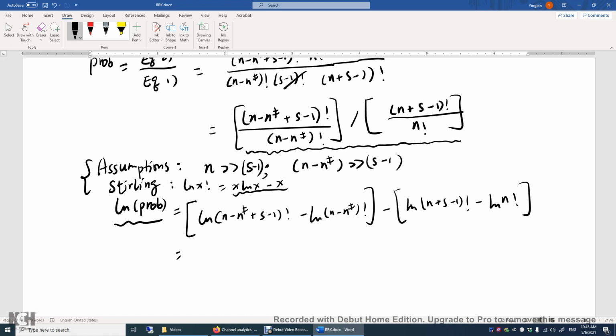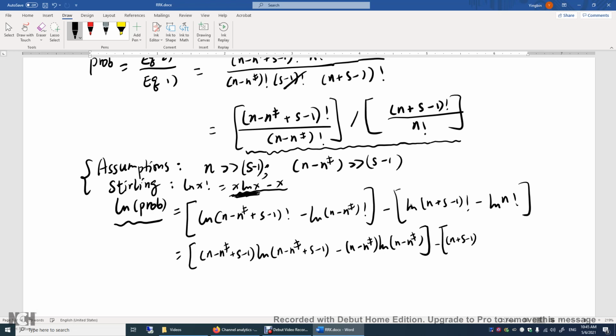But what I will do is I will look at this x times ln x term first. All right, so it's going to be just n minus n double dagger plus s minus 1 times ln n minus n double dagger plus s minus 1 minus n. There's a reason I do this. Okay, so I'm focusing on this x times ln x first. And notice that I got rid of the factorial sign.